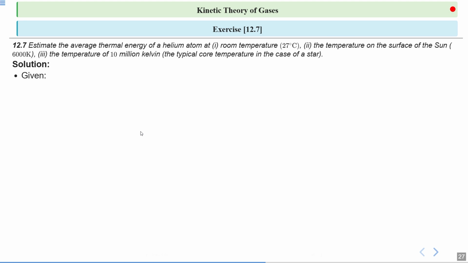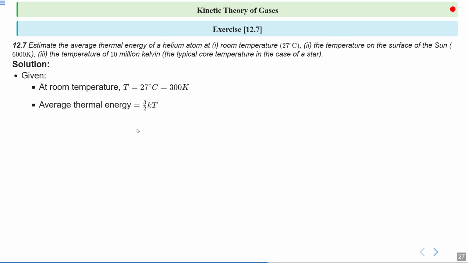So let's begin by listing what we know. We have the temperature at which we want to calculate the average thermal energy. First we will consider room temperature, which is 27 degrees Celsius. This is equivalent to 300 Kelvin. Now we will use the formula for average thermal energy, which is given by 3/2 times the Boltzmann constant times the temperature, or 3/2 kT. So average thermal energy is equal to 3/2 kT.